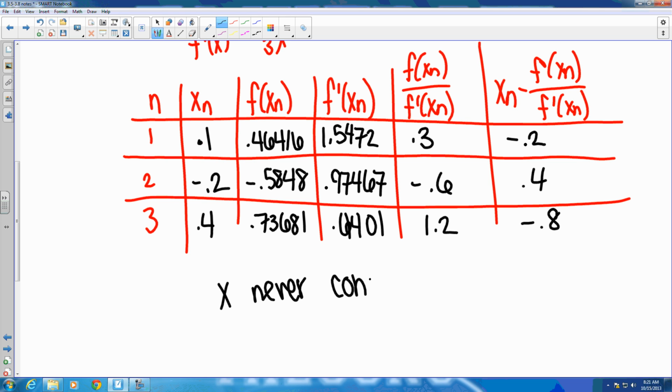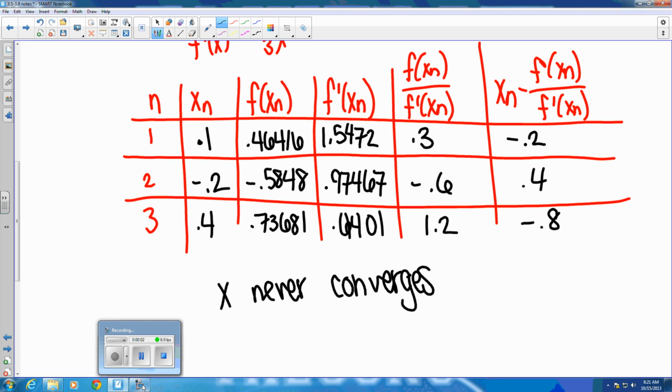And if you see that happen where you are bouncing around from negative to positive, but they're getting bigger, then it's not going to work in that case either. So in most cases it will work, but if you start with a terrible guess, something like this might happen. So you want to make sure you make a good first guess. Okay, that was chapter 3 section 8 on Newton's method.